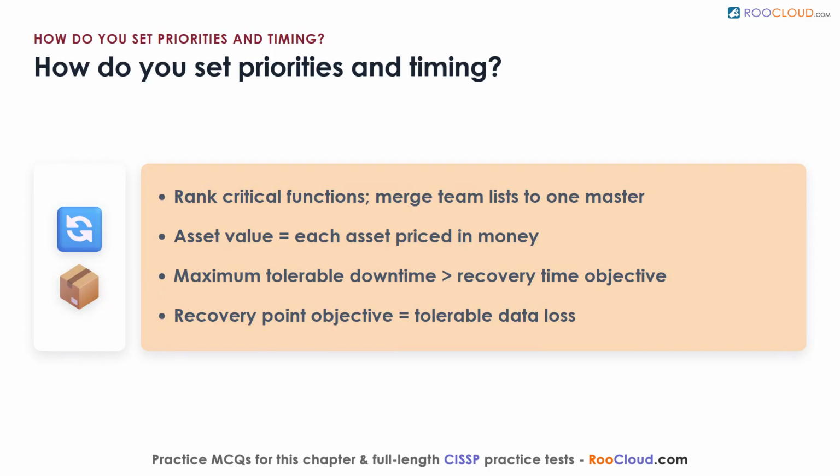Think of it like a delivery promise. Maximum tolerable downtime is the absolute deadline. Recovery time objective is your realistic estimate, and recovery point objective is how much of the shipment you are willing to lose along the way.